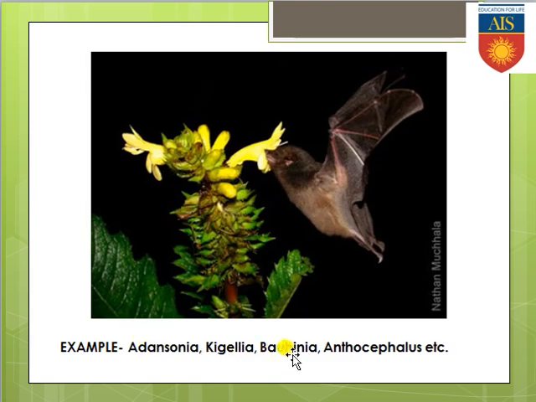These are some examples of the plants: Adansonia, Kigelia, Bovinia, Anthocephalus. These are examples of some of the flowers or plants which get pollinated with the help of bats. So these are all Cheiropterophilous flower examples.